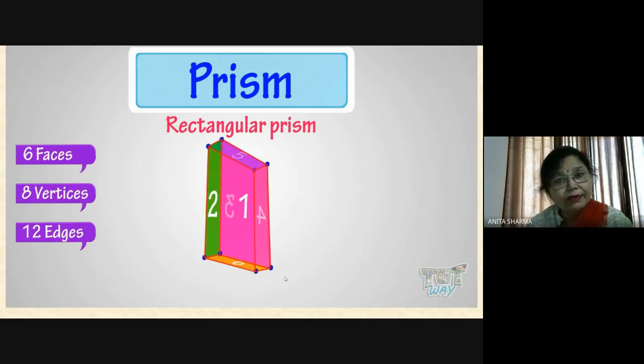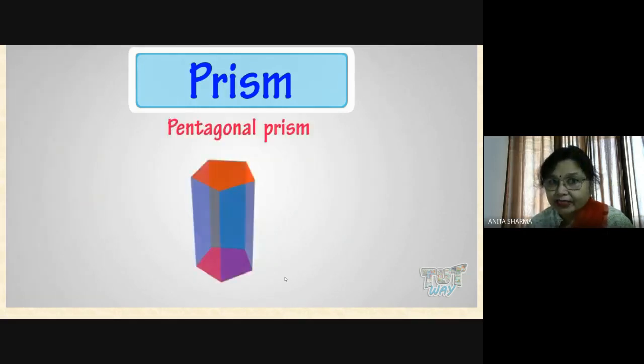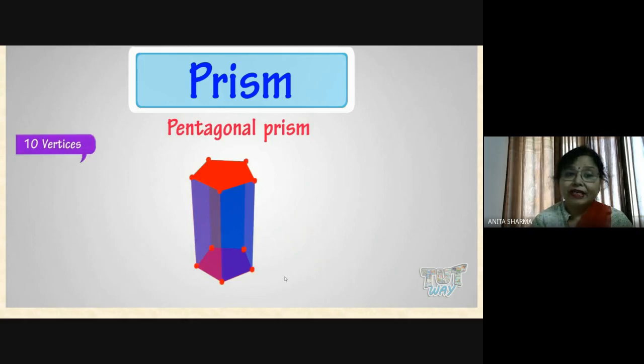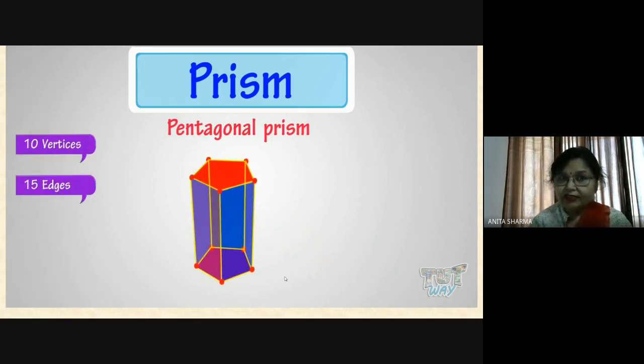So how to name a prism? It all depends on its base end. If the base end is pentagon shape, like here, it is a pentagonal prism. But the side faces are rectangles. You can see it is rotating. Side faces are rectangles. Here 10 vertices are there, 15 edges are there, yellow colored, and 7 faces are there: 5 in the side faces and 2 on the top and bottom.